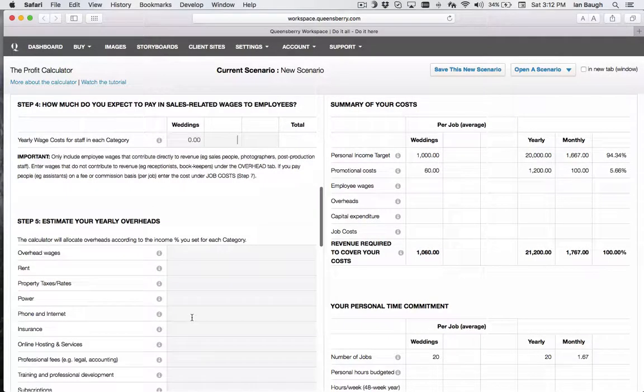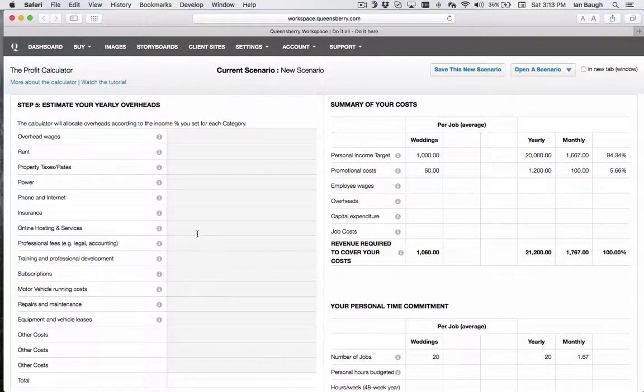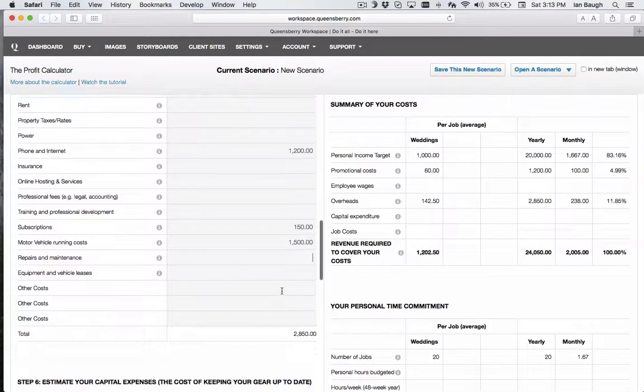If you're employing somebody who's not involved in the actual business of photography, for example, a receptionist, they would go down here in overheads. But I'm a part-timer with a job, and I don't really see many overheads here that I need to consider, but I'm going to put in $100 a month for phone and internet, and I probably need to have Photoshop and Lightroom, so I'm going to allow a little bit of money for subscriptions. And it would be really nice if my business could top up the petrol in my car occasionally, so I'm going to allow a little bit of money there.